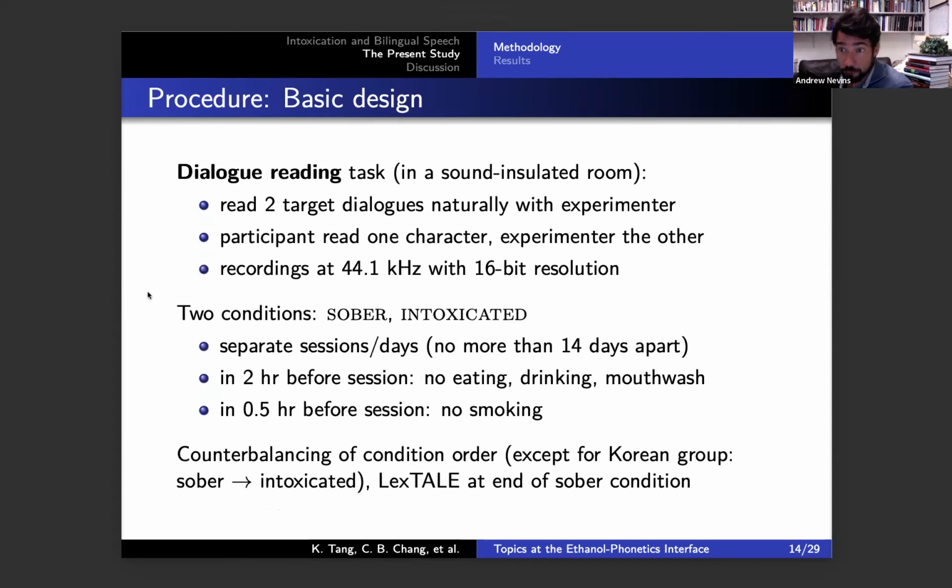So people went to this sound isolated room in our phonetics lab, and they read, along with our experimenter, who was a native speaker of German or Korean or Mandarin, 2 target dialogues. The participant read one, the experimenter read the other, and we had the same person come back. They would do it either in a sober session or an intoxicated session. And in the intoxicated session, we made sure that they didn't eat, drink, or use mouthwash or smoke beforehand because of effects of that on metabolism of alcohol. And we also tried to counterbalance the order so that there wasn't particularly a benefit to having read the text first sober and then coming back and then intoxicated.